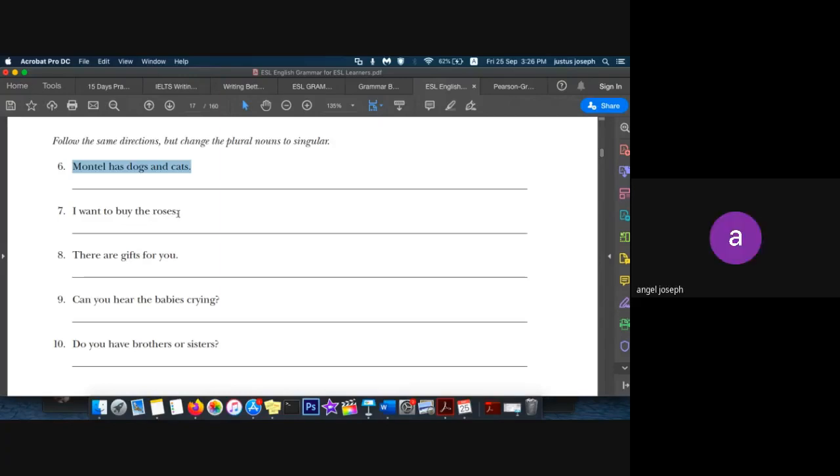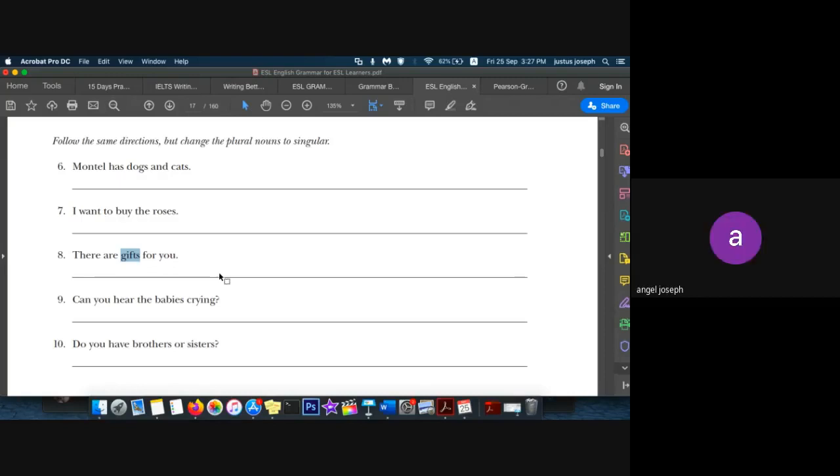I want to buy the roses. Make it into singular. I want to buy a rose. Okay, understood. Good. There are gifts for you. There is a gift for you.